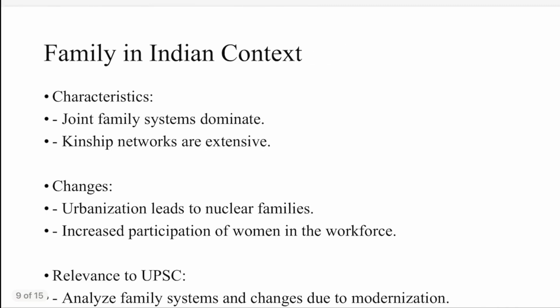Okay. Next, we'll go to the Indian context. The joint family system dominated earlier, and kinship networks are extensive. So we have extensive kinship networks in the Indian family especially. Changes we observe in the present scenario: urbanization leads to nuclear families and increased participation of working women in the workforce. So these are all the dynamics. This is the cultural revolution that takes place according to time and space, so there is nothing to be worried about or treat as significant.